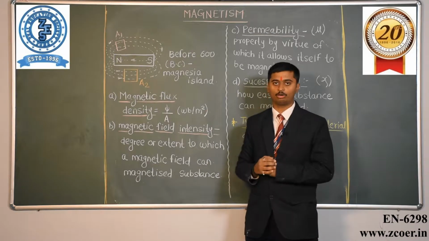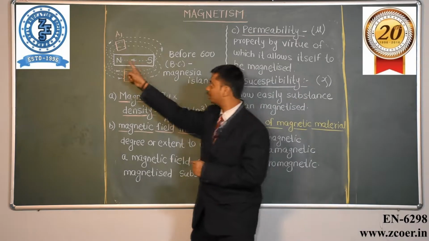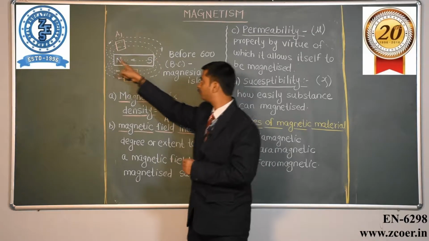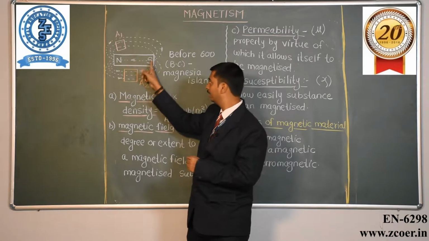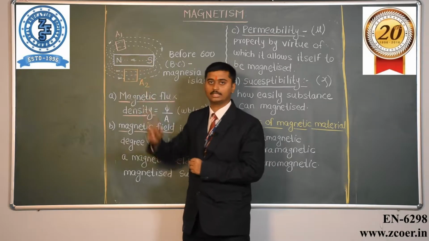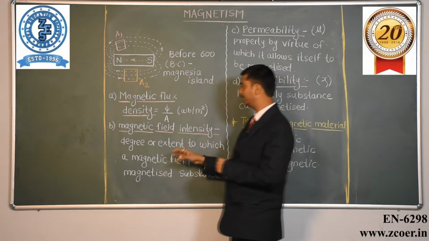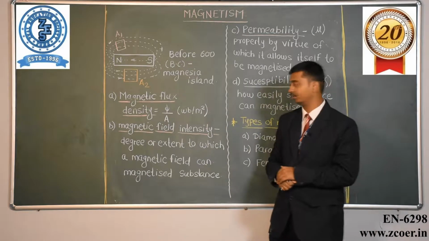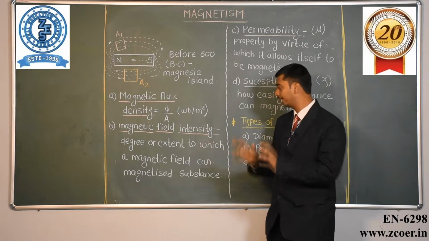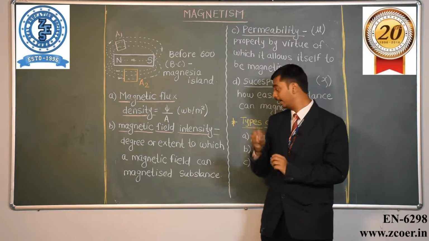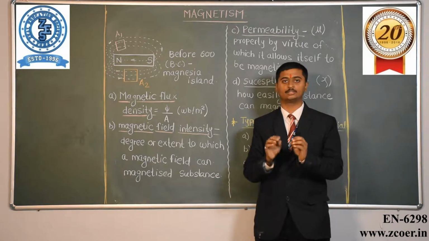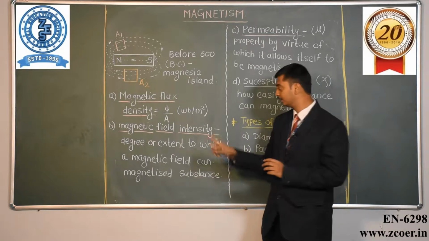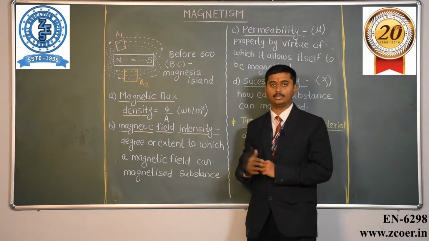Always remember one important point. The direction of magnetic lines of force is from north pole to south pole outside the magnet, whereas it is from south pole to north pole inside the magnet. Next one is magnetic field intensity. It is the degree or extent to which a magnetic material or substance can be magnetized in the presence of a magnetic field. It is denoted by H or I.